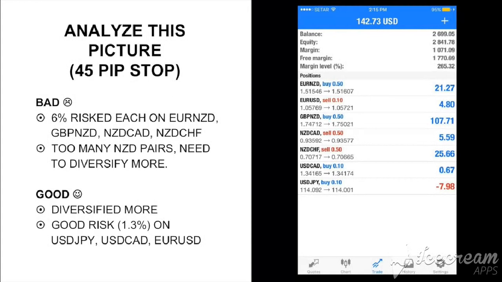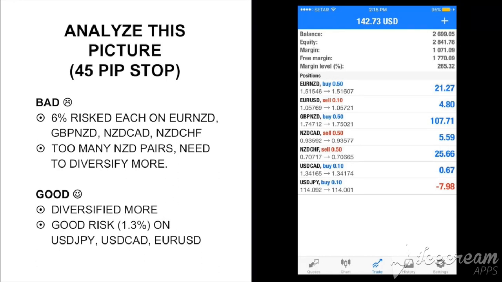Okay, the next one. This one has a 45 pip stop. We're just pretending. I don't really know. All right. So what's bad about this one? They've risked 6% in each of those trades. Euro NZD, GBP NZD, all of those that I got up there. They risked 6%. They should be risking 3% on each of those trades. The next thing, there's too many NZD pairs. They need to diversify more.